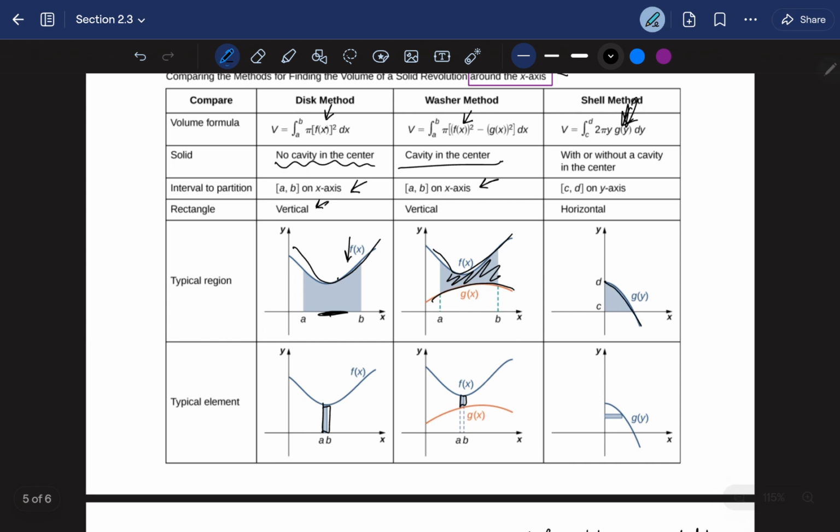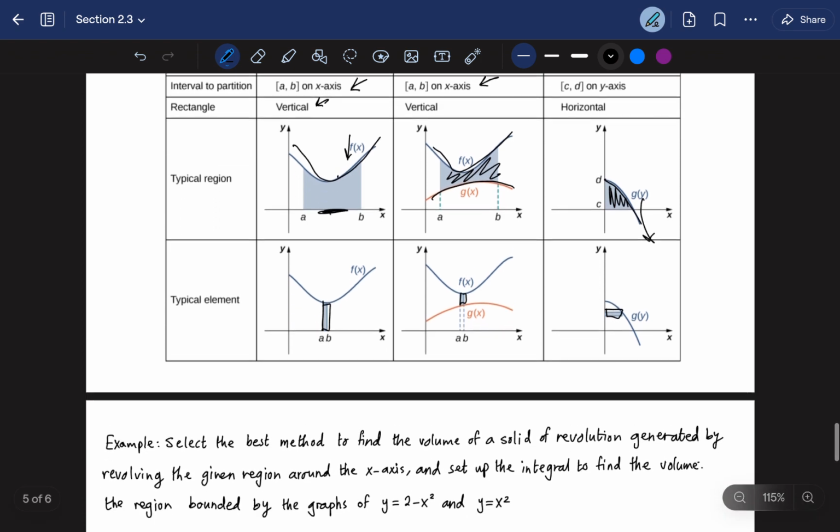So I'll have a function of g and a region. This is my rectangle, and I'm revolving around the x-axis, for example. Here, I could either have a cavity or not have a cavity. It depends on the question. You just pay attention. If I have a function in terms of g, in terms of x, but I'm revolving around the y-axis, for example, or if I have a function in terms of y and I'm revolving around the x-axis, this is where the shell method comes in handy.